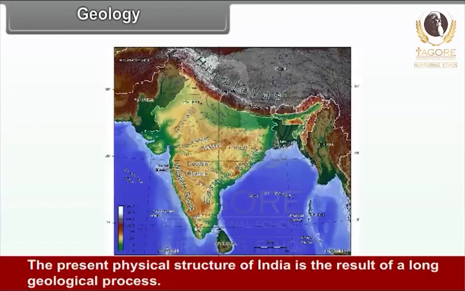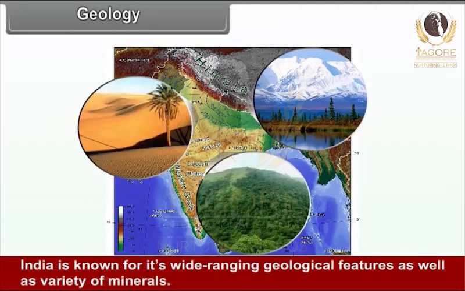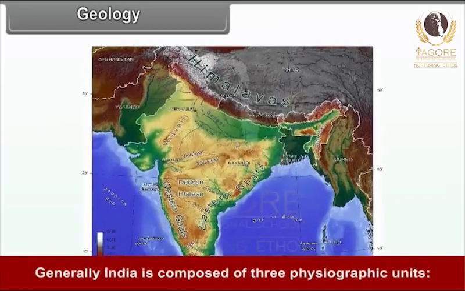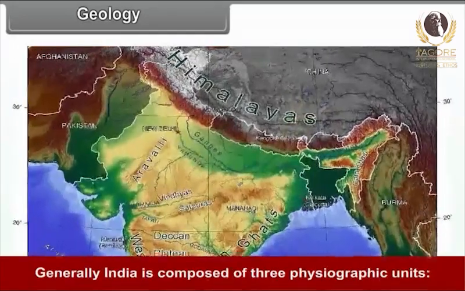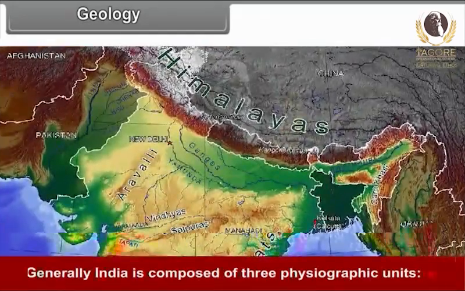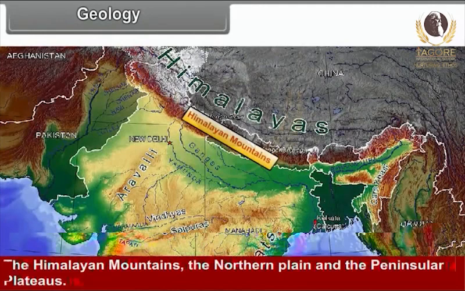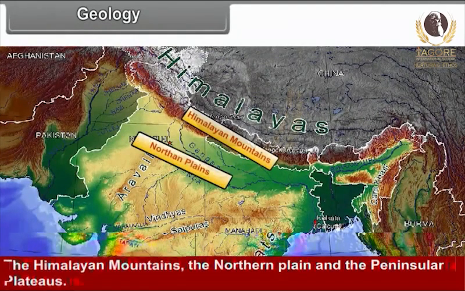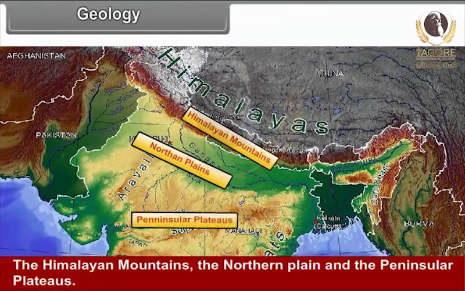Geology. The present physical structure of India is the result of long geological processes. India is known for its wide-ranging geological features as well as variety of minerals. Generally, India is composed of three physiographic units: the Himalayan mountains, the northern plains, and the peninsular plateaus.